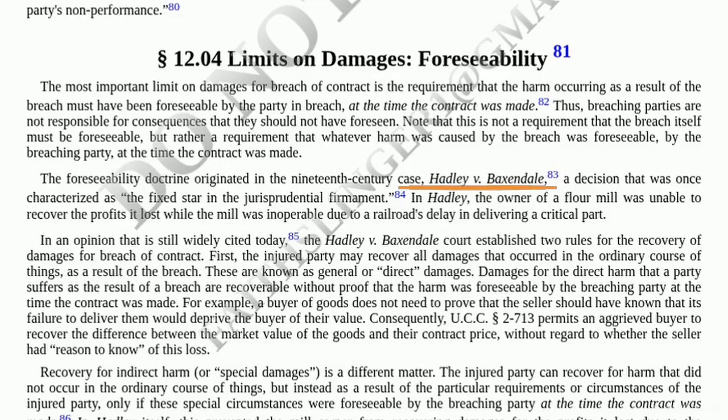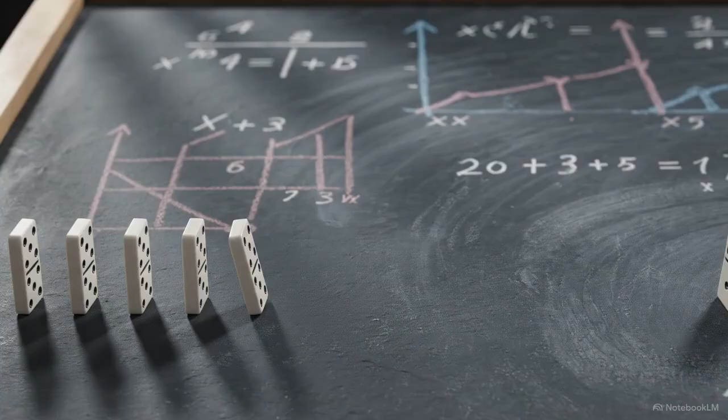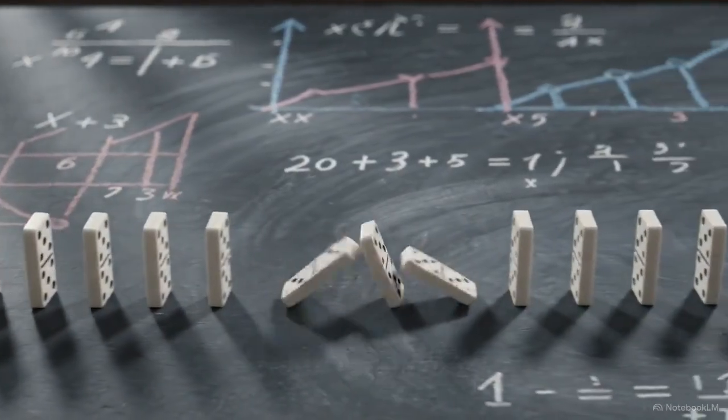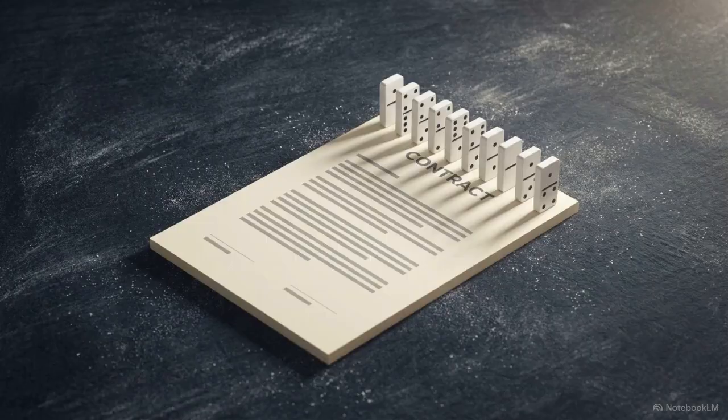There is a critical legal cap on this formula, established in the landmark case Hadley v. Baxendale. To recover these secondary losses, you must prove the harm was reasonably foreseeable to the breaching party at the exact time the contract was formed. The law will compensate you for the domino effect of a breach, but only if you can prove the breaching party could see the dominoes lined up when they signed the deal.